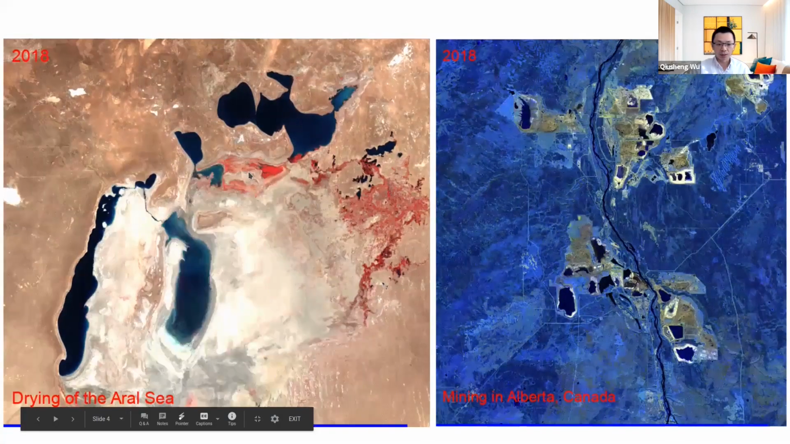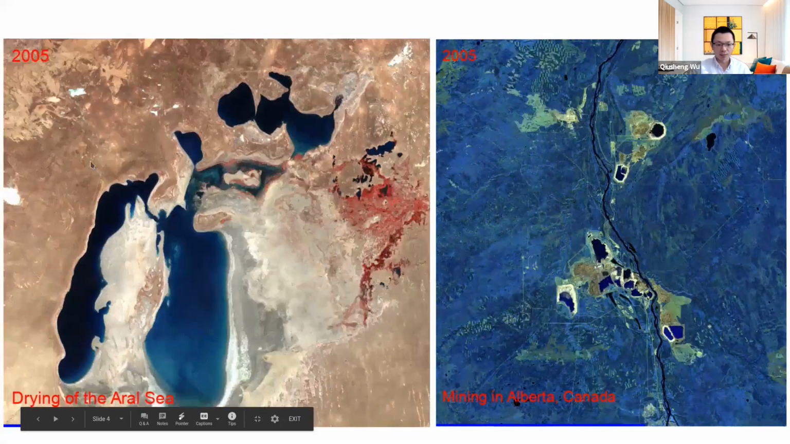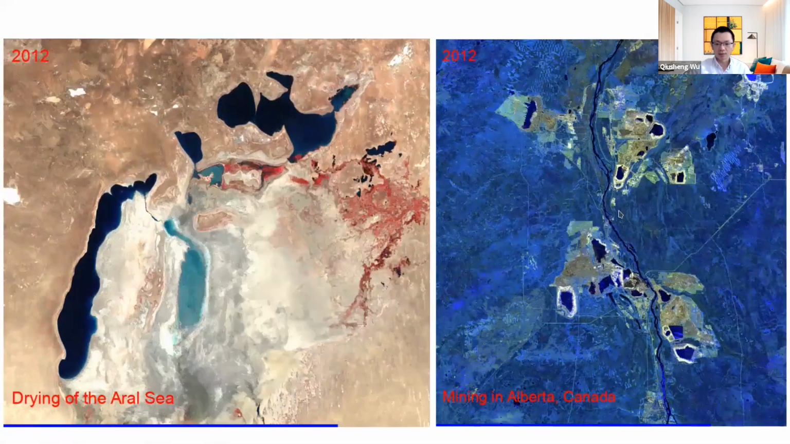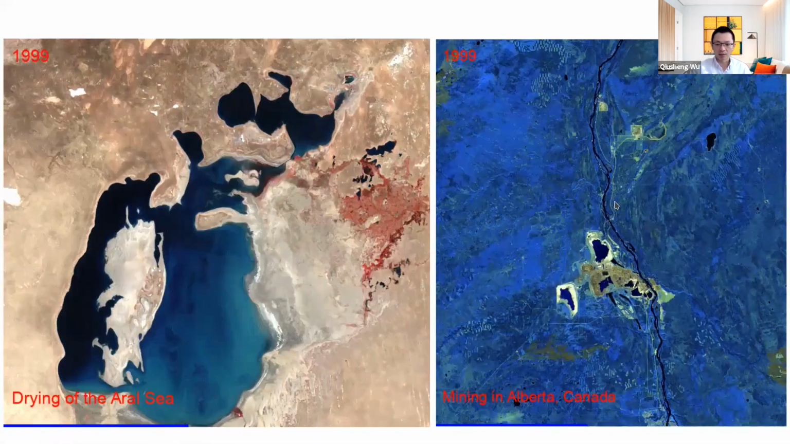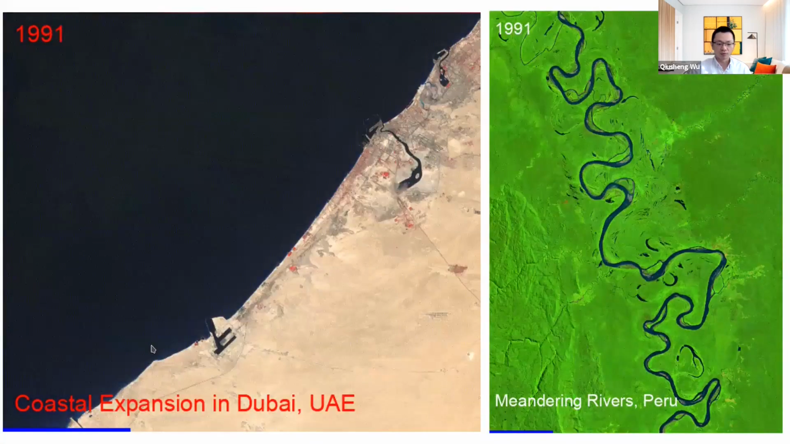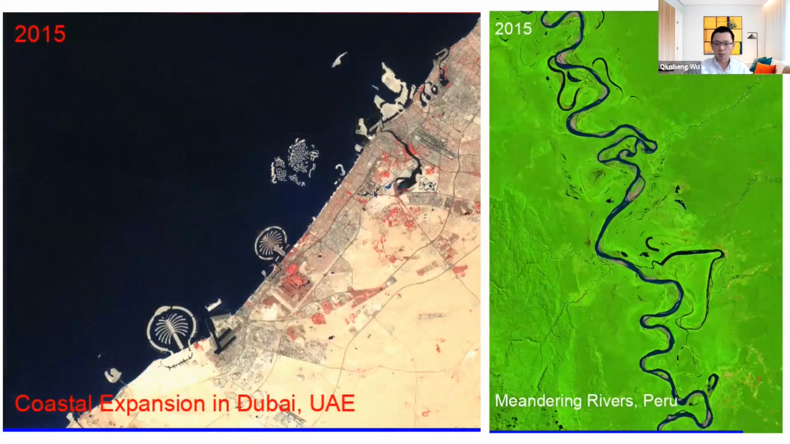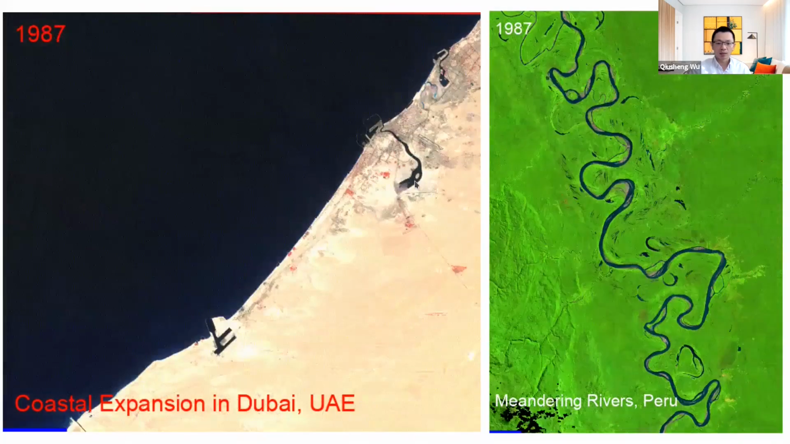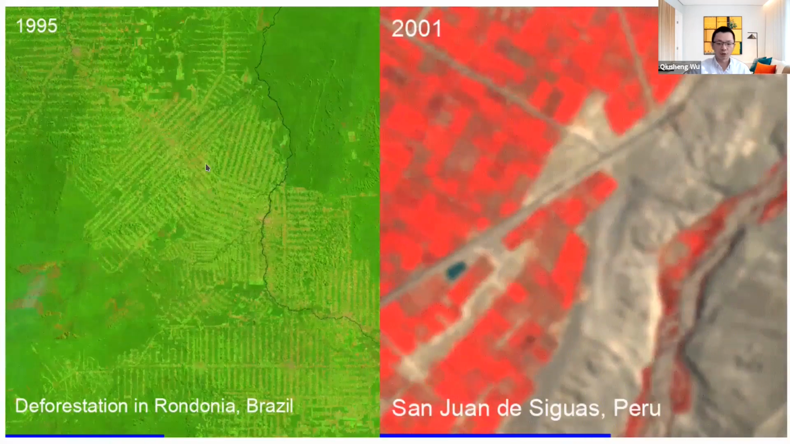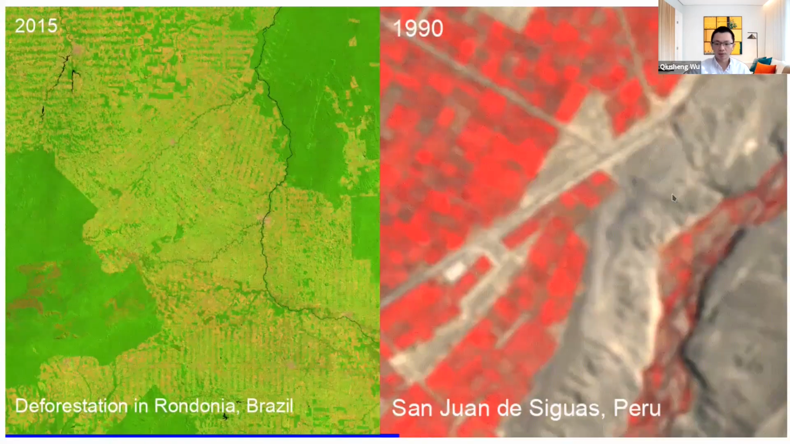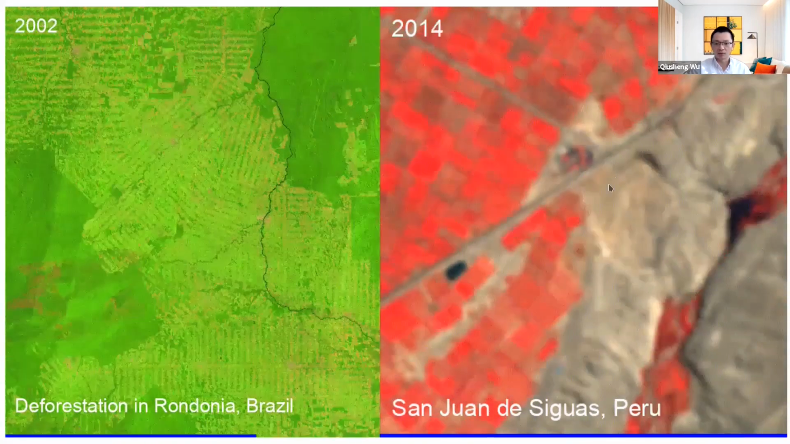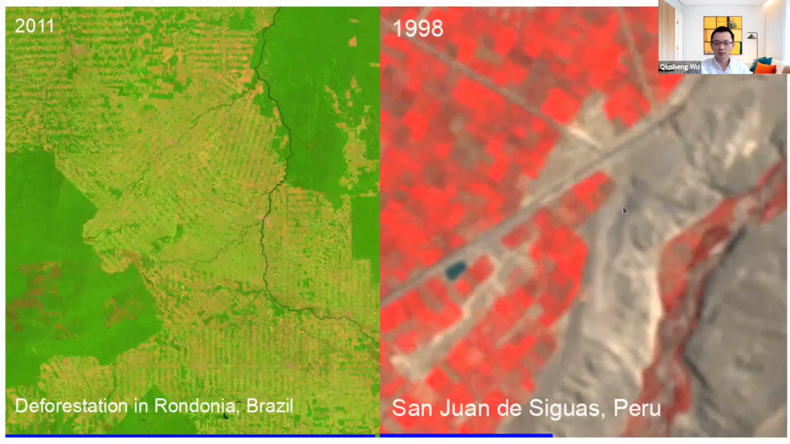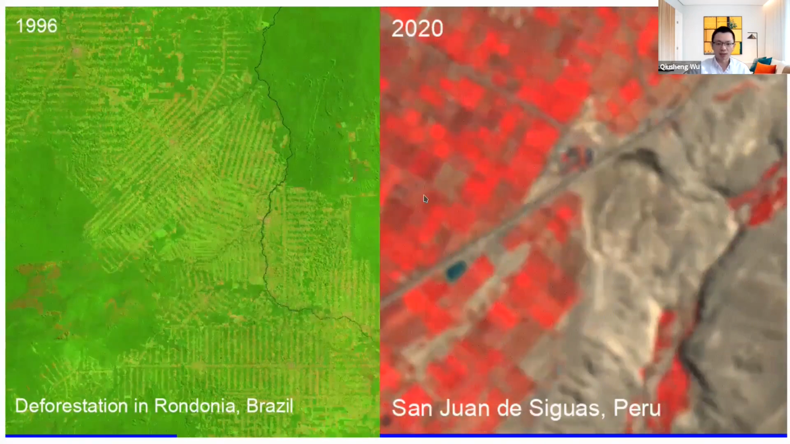Next, I'm going to show you a few striking examples. For example, on the left side is the drying of the Aral Sea. On the right here is mining in Canada. Other examples are coastal expansion in Dubai, river dynamics in South America, and deforestation in the Amazon. For the landslide you can see here, this is very striking because the landslide lasts for almost a decade. So it's a long and large landslide.